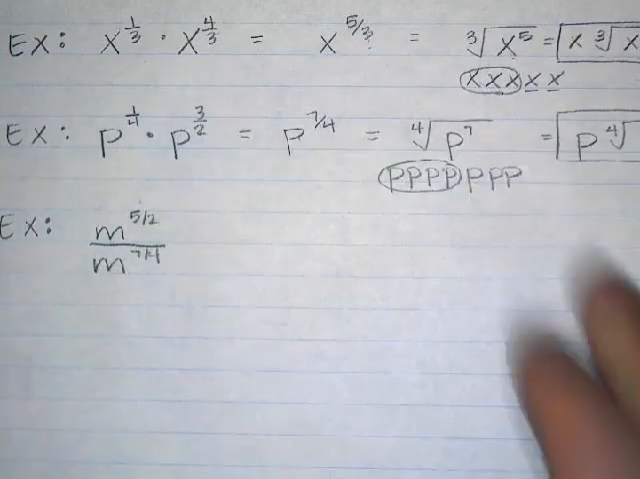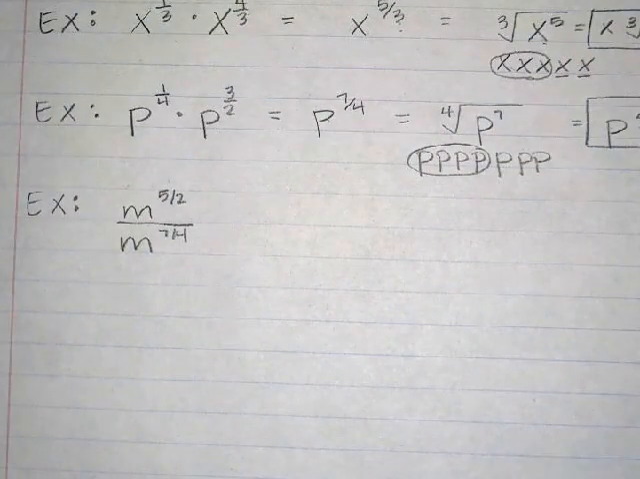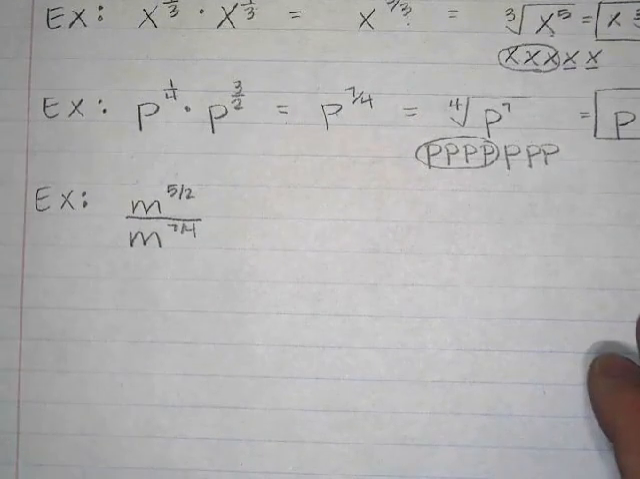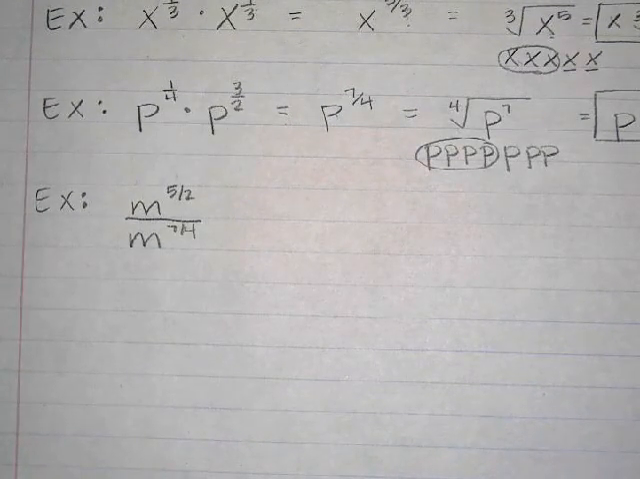So this one is already rewritten as an exponent. If we use our exponential rules, what are we going to do?